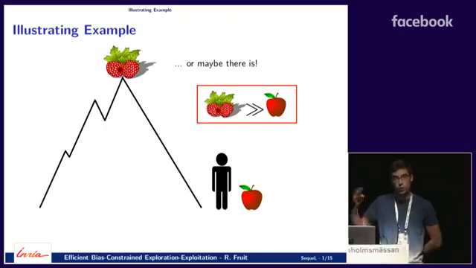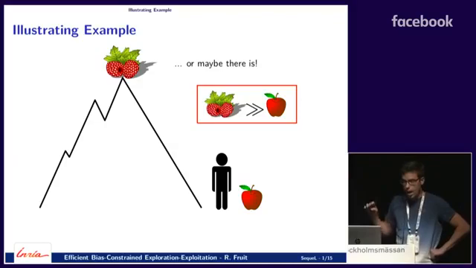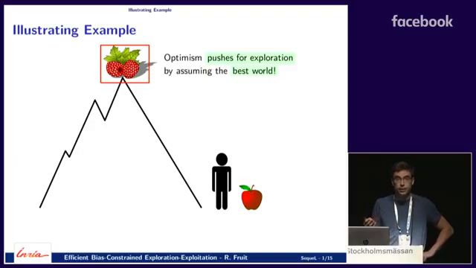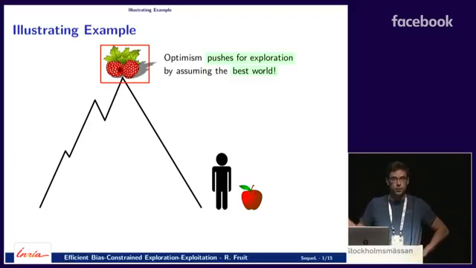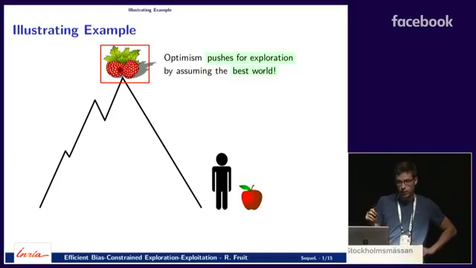Namely, the agent has the choice between exploiting the local reward that is already known and explored, so the apple in this case, and exploring an unknown region, like the top of the mountain, with the goal of finding a better reward, so the raspberry in this case. And a technique that is known to efficiently solve this exploration-exploitation dilemma is optimism in the face of uncertainty. So what optimism does is basically to assume the best possible reward. So in this case, to assume that there are indeed raspberries at the top of the mountain. And this way, it pushes for just the right amount of exploration needed to achieve good performance.